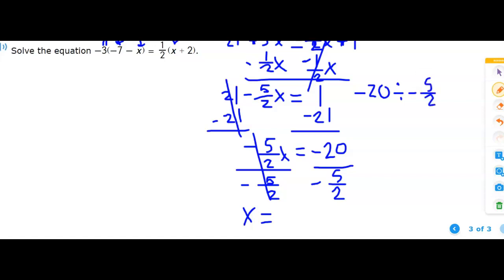So we're going to do keep, change, flip, right? So we have negative 20 over 1 times 2 over 5. Then we're going to simplify first. So 5 and 20 have a common factor, greatest common factor, 5. That becomes a 1. That becomes a negative 4. And then we multiply straight across. We'll get negative 4 times 2 is negative 8. And then 1 times 1 is 1, which is equal to negative 8.